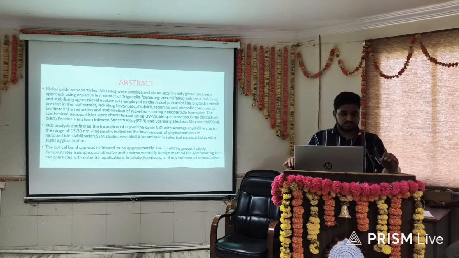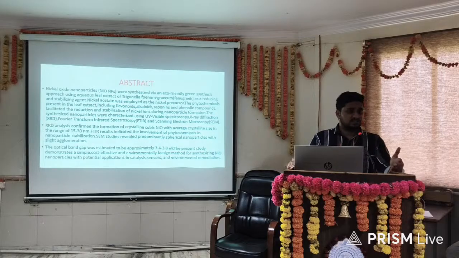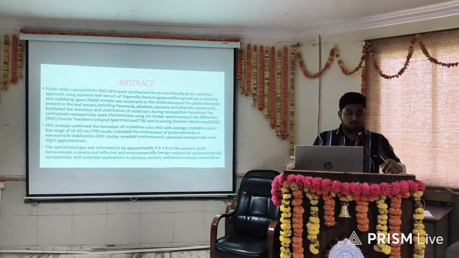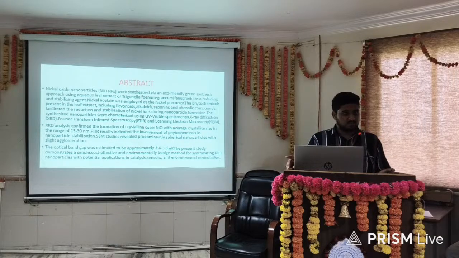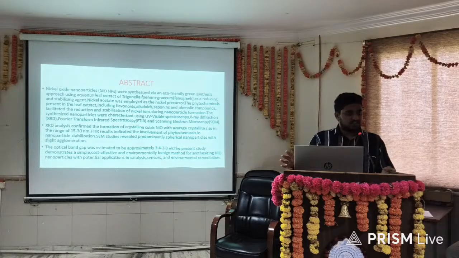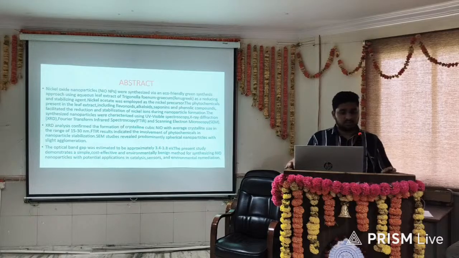The phytochemicals present in the leaf extracts include flavonoids, alkaloids, saponins, and phenolic compounds, which act as reducing and stabilizing agents during the formation of nickel oxide nanoparticles. The synthesized particles were characterized via XRD, Fourier transform infrared spectroscopy, scanning electron microscope, and UV-visible spectroscopy tests. XRD analysis confirmed the formation of nickel oxide particles with an average crystallite size of about 15 to 30 nanometers. FTIR results indicated the involvement of phytochemicals in nanoparticle stabilization.